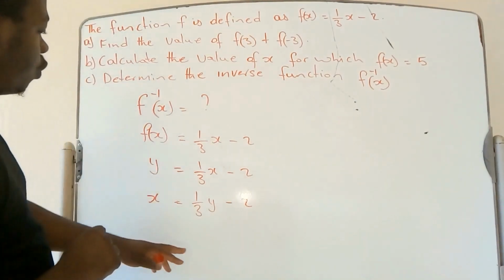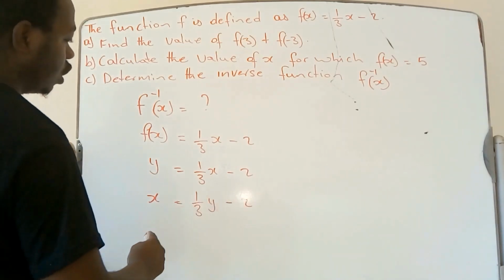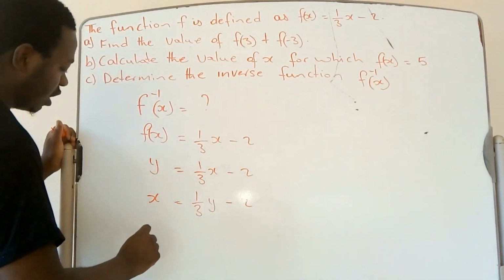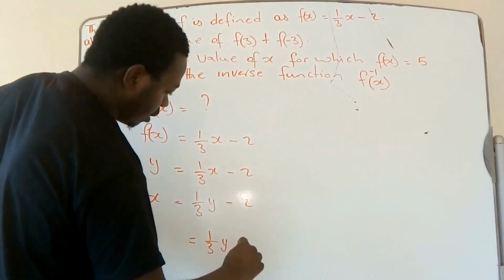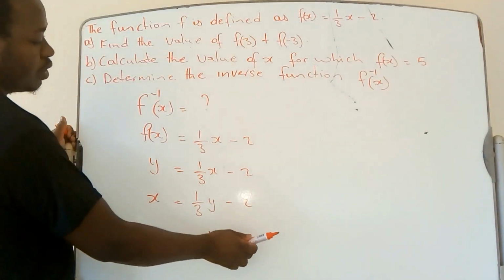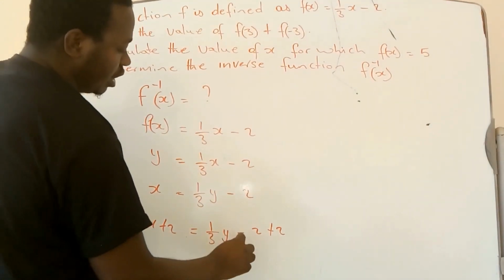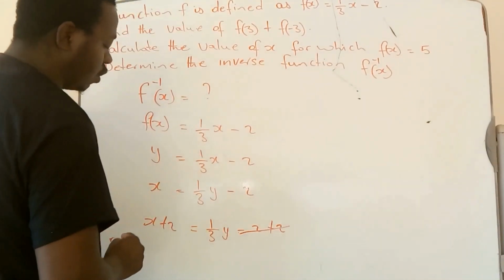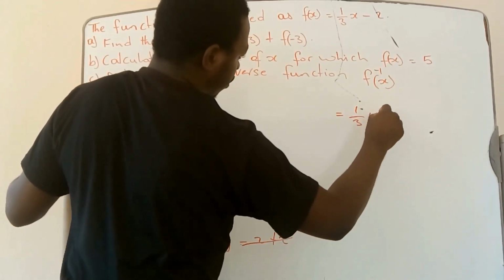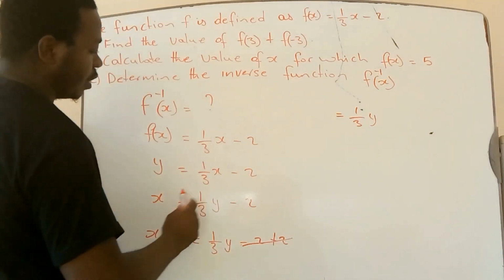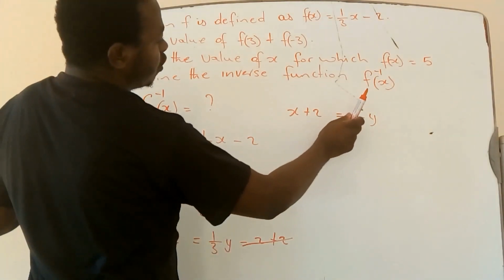Alright? So now we are going to transpose for y. That means we want to get rid of this 2, so we are going to add 2 to both sides. Write back what you have, which is x equals 1/3 y minus 2. Because we want to get rid of this 2, we need to add 2 to this side, and we also need to add 2 to this side. So minus 2 plus 2 gives us 0. On this side, we are left with 1/3 y. On this side, we are left with x plus 2. Right?